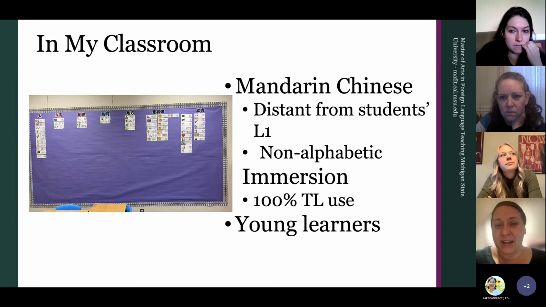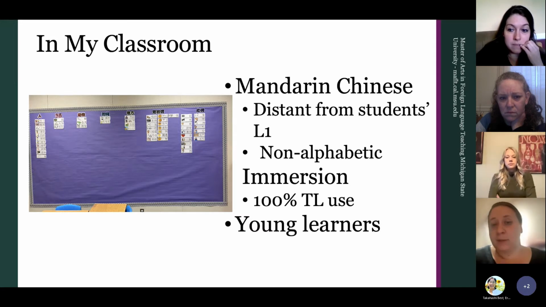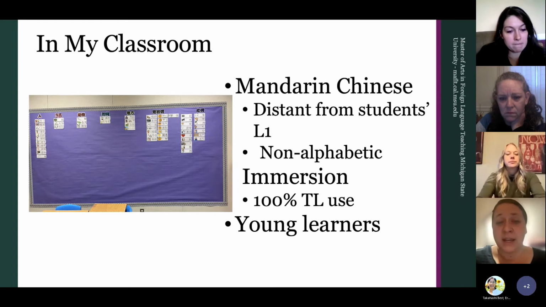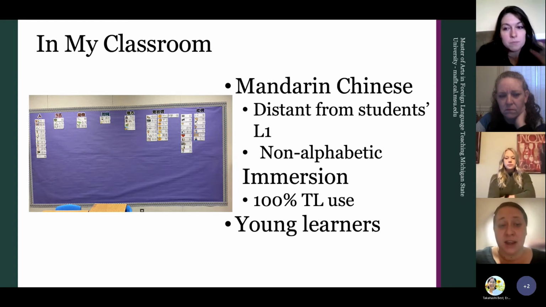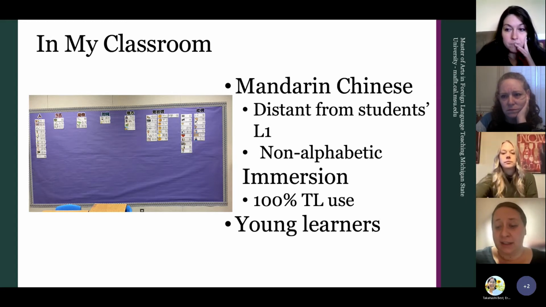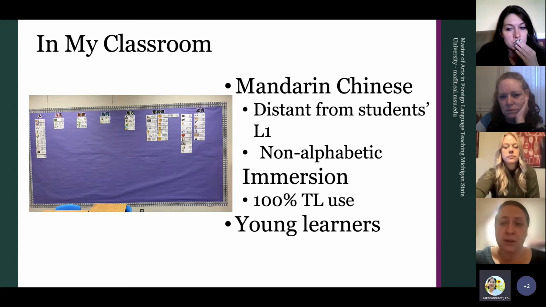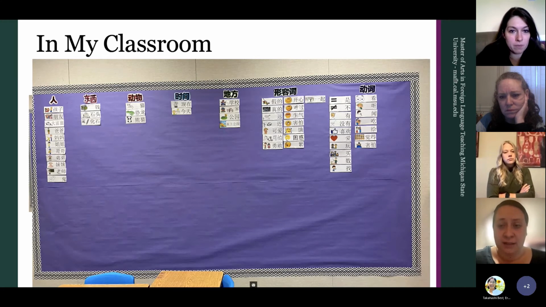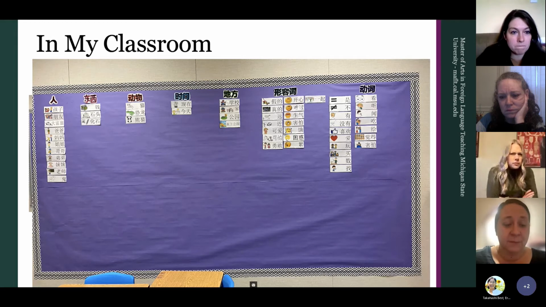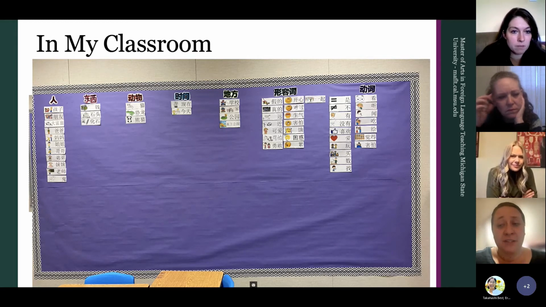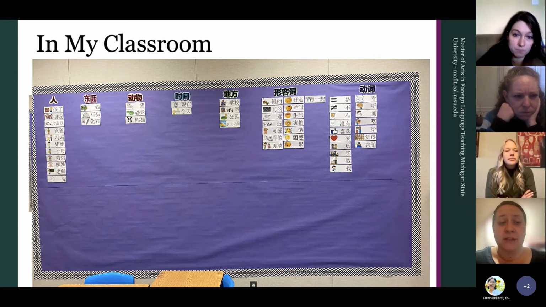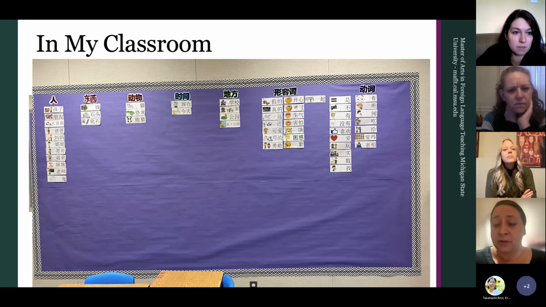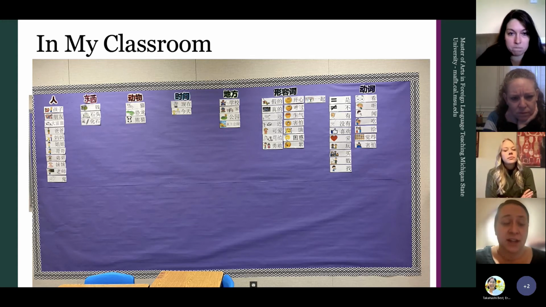Also, I teach 9 and 10-year-olds. So the vocabulary items need to be applicable to them, what's interesting to them, something that they can talk about, something that they're engaged in in their day-to-day life. So here's a picture of the word wall in my classroom. I took this picture a couple weeks ago. The way that I have decided to divide my word wall up is in lexical categories, kind of similar to what many of you did on that earlier exercise.